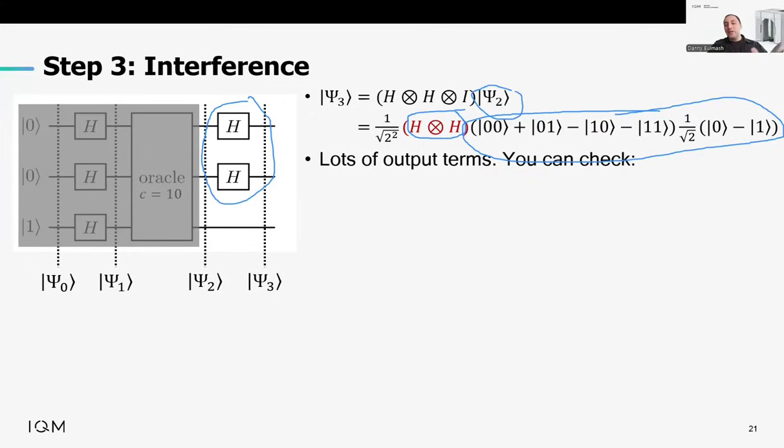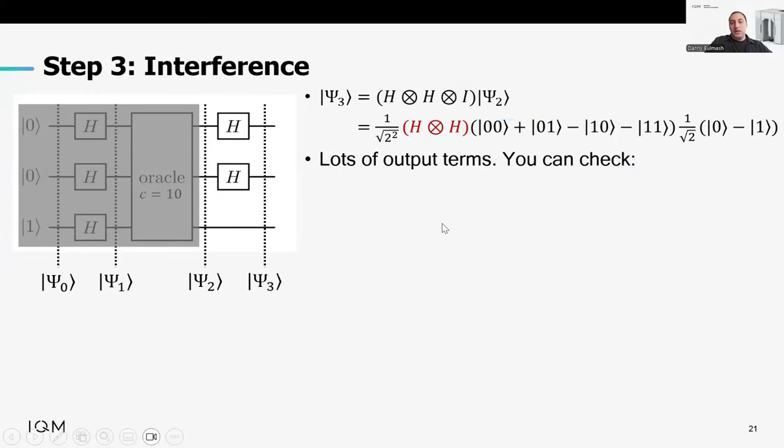But we get a ton of outputs here. So you can check the math here. And we're going to focus in on one piece of it. We're going to focus in on this first one where there's an input of 0, 0 here. And we're applying on the first 2 qubits these 2 Hadamard gates.